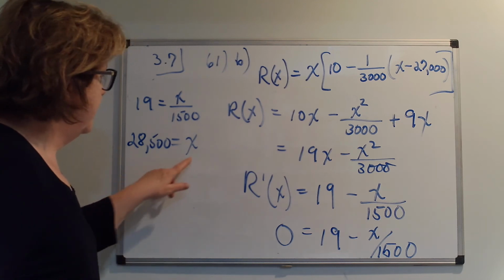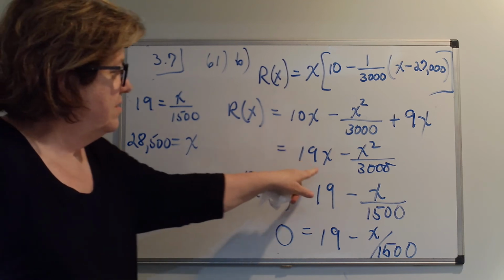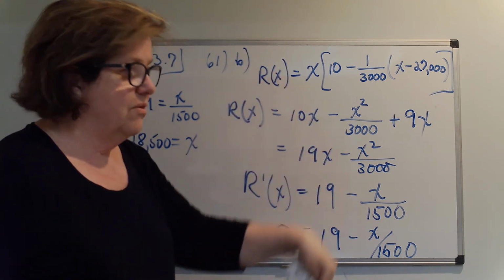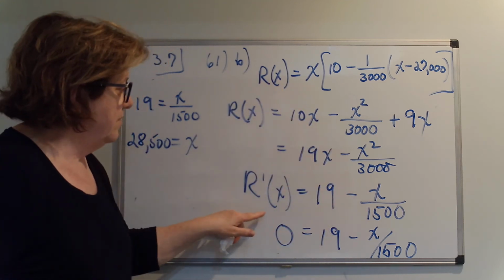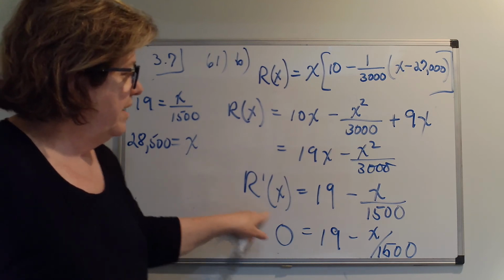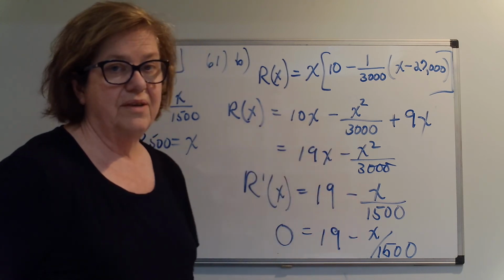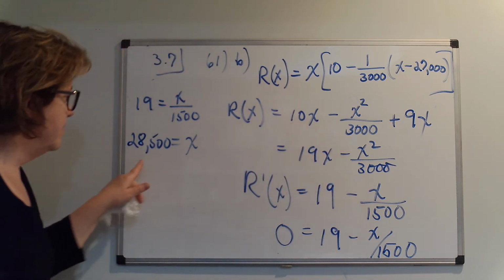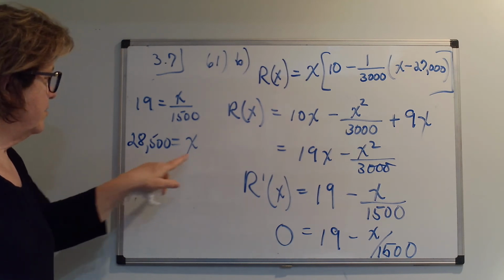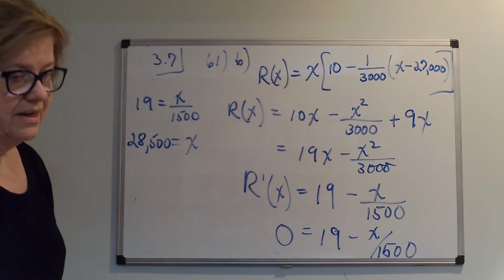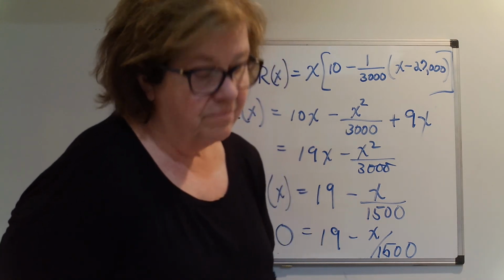So the number of tickets I need to sell, I know this is a maximum because I know this is a quadratic and it's going down. It's concave down everywhere. Notice if I took the second derivative here, I would get a negative 1 over 1,500. So it's always negative. It's always concave down, the function is. So I know this is a relative maximum and an absolute maximum. So at 28,500 tickets, I would have the maximum profit. Okay, now maximum revenue, sorry.